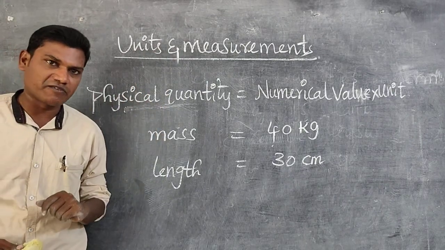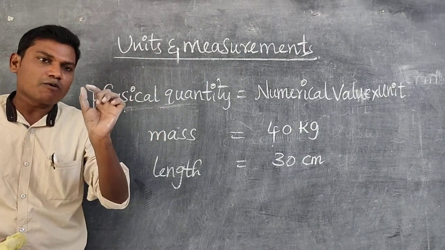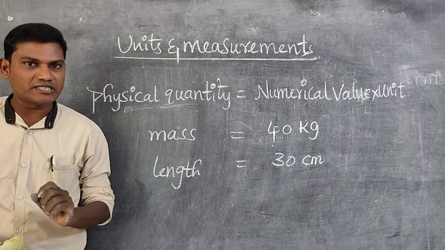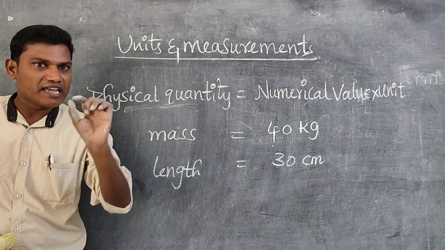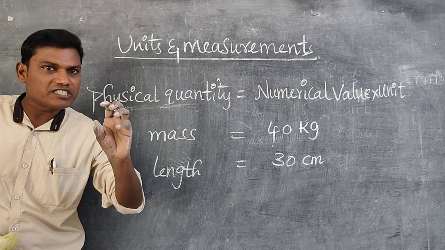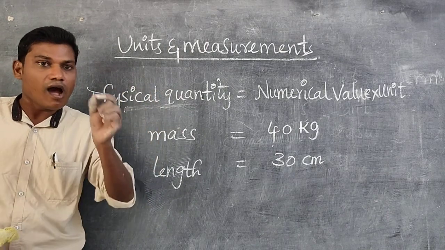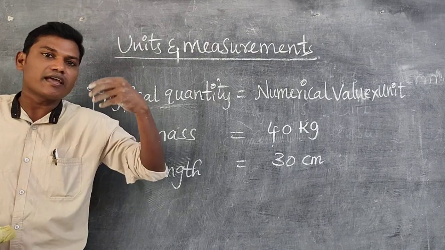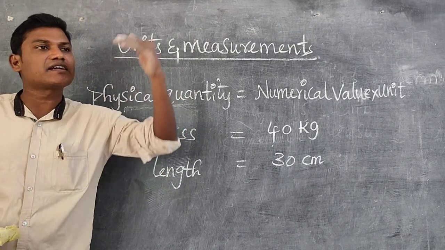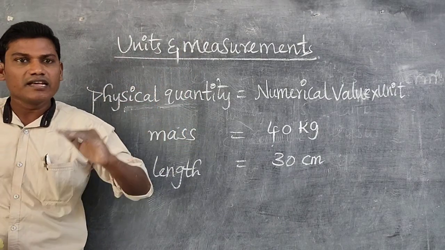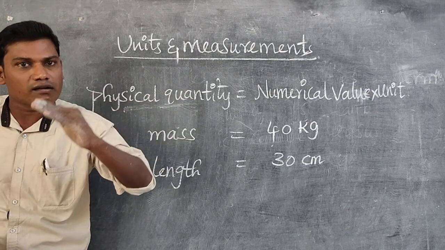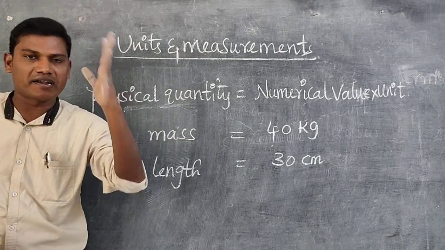Once again, listen very carefully. Physical quantities, how we can define: all quantities in terms of which laws of physics can be expressed and which can be measured directly or indirectly. All those quantities we call physical quantities.